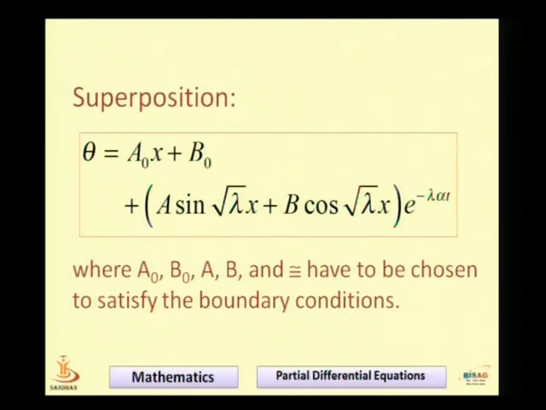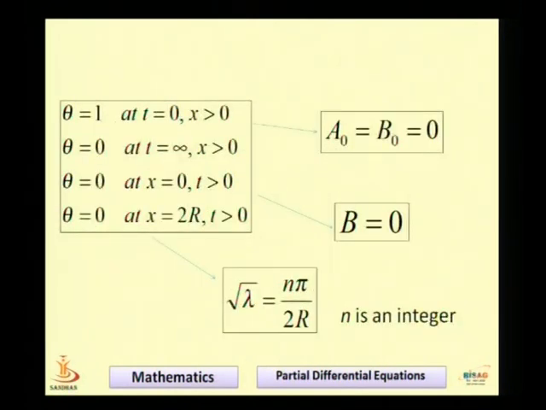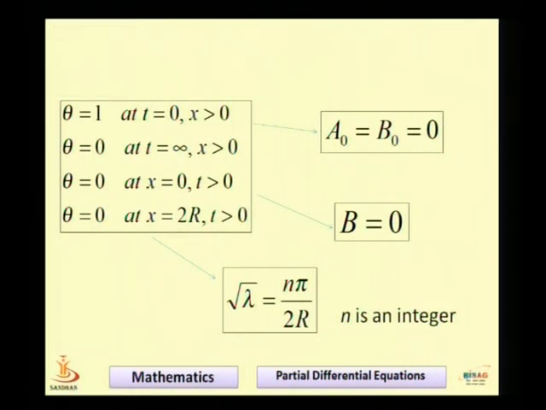Now comes the boundary conditions. Now we use the boundary conditions to find these arbitrary constants. So the boundary conditions are these. If you need, please note them. Now one by one we use the boundary conditions, and we have the values of a0, b0 equal to 0, the constant capital B equal to 0, and the value of root lambda in terms of r, that is n pi by 2r, where n is an integer.